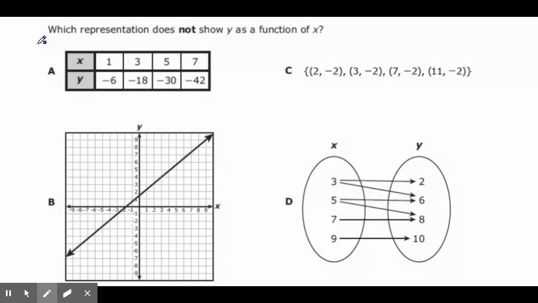This question is asking which representation does not show y as a function of x. So we know that a function x cannot repeat. Let's go ahead and look at our different representations. Remember, you may see a function represented in a table, a list of ordered pairs, a graph, or a mapping. This is a good example because it does show us all four representations.